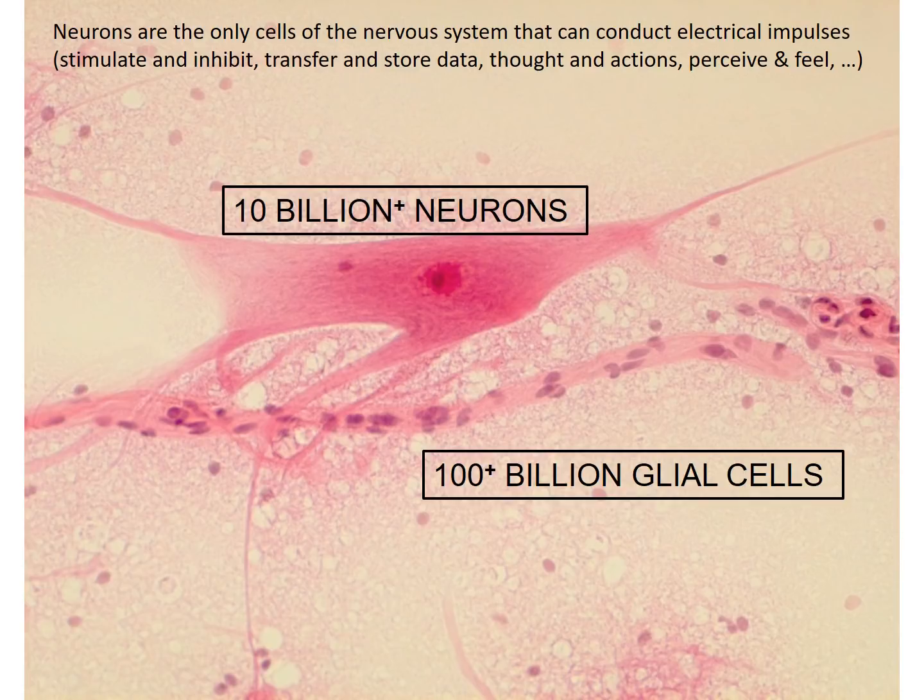Neurons are the only cells of the body which can produce and conduct electrical impulses. You can stimulate or inhibit neurons. Neurons can transfer and store data. Neurons create those electrical impulses which allow us to think, have motor actions, perceive sensation, feel sensation.